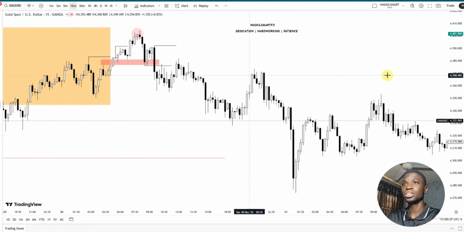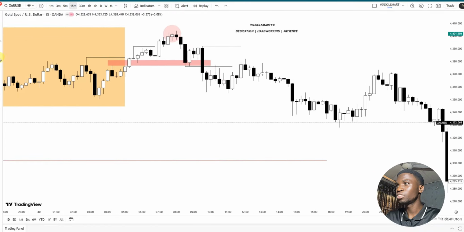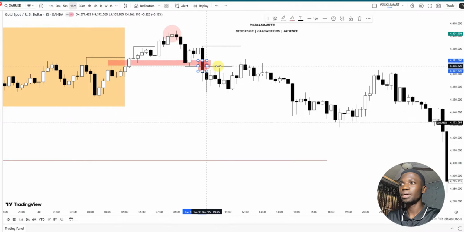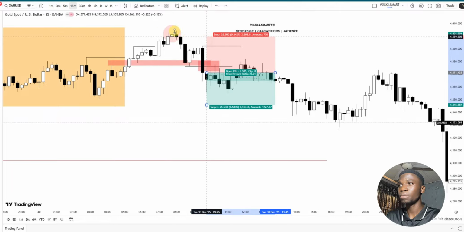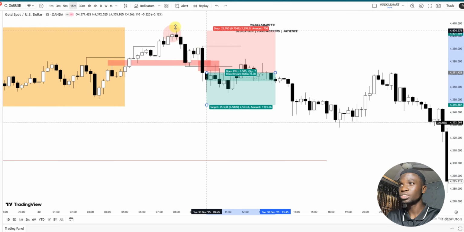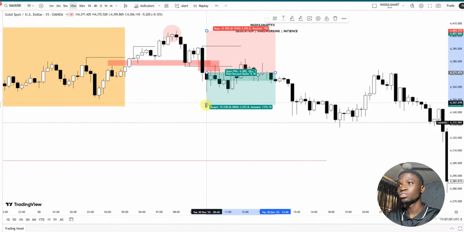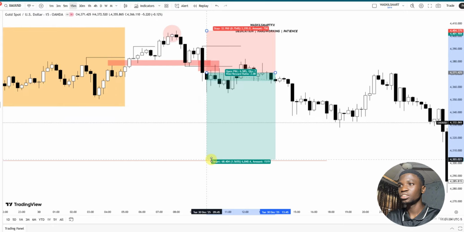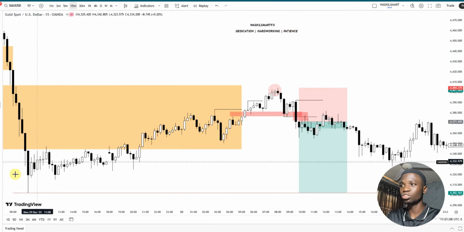So when we have an intermediate term high, this fair value gap here is my entry. I put my stop loss above this. This place is very risky to put a stop loss, so I put my stop loss above the intermediate term high, which is a good security. Take profit at this low, the low I was expecting on the 4-hour chart. That's my draw on liquidity.